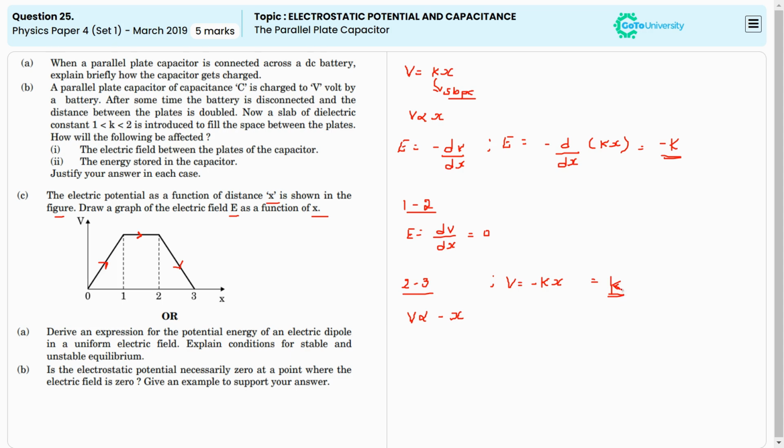Then if you plot the graph here, the graph will look like this. Initially from 0 to 1, it is a minus k. That means from 0 to 1 it is a minus value, increased up to here. Then from 1 to 2, there is no potential difference, it is constant. So 1 to 2 it is the same. And 2 to 3, it is a plus k. That means it will increase like this.